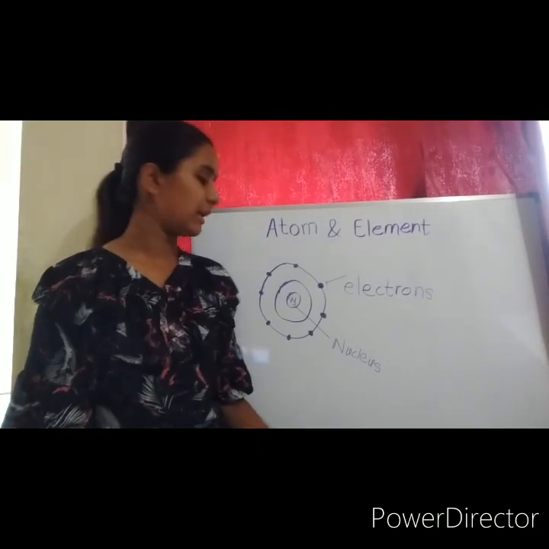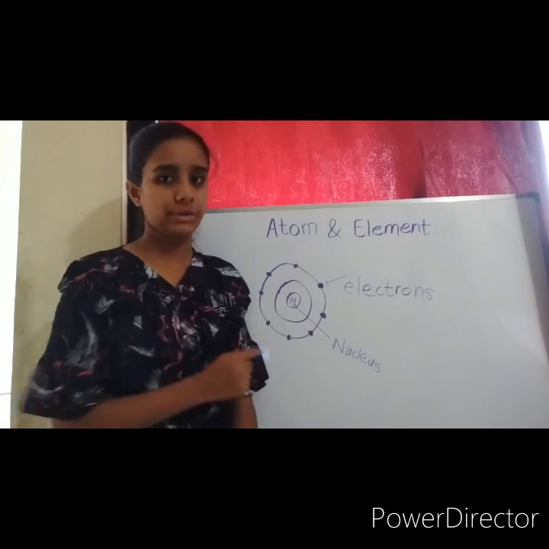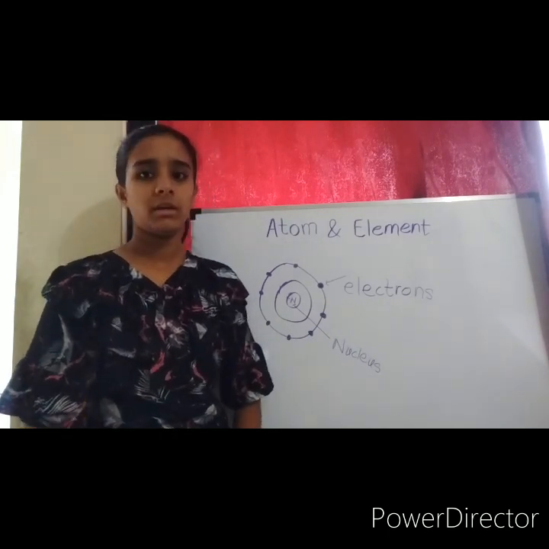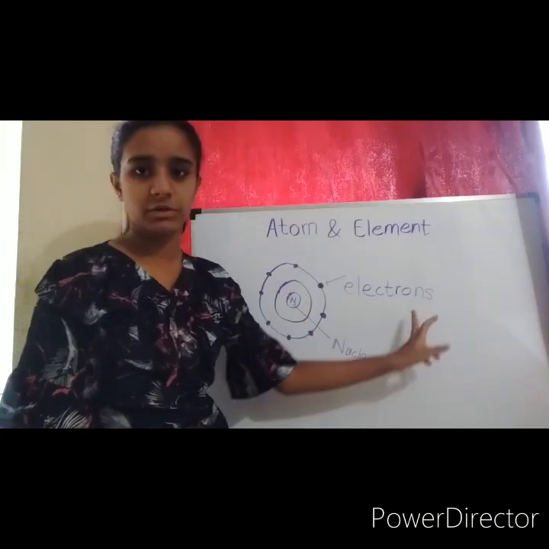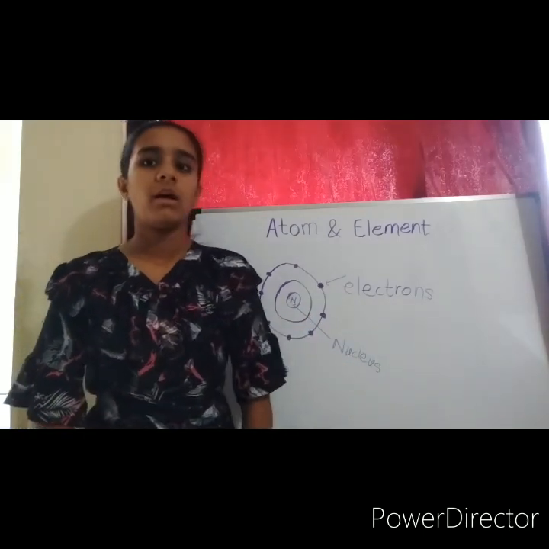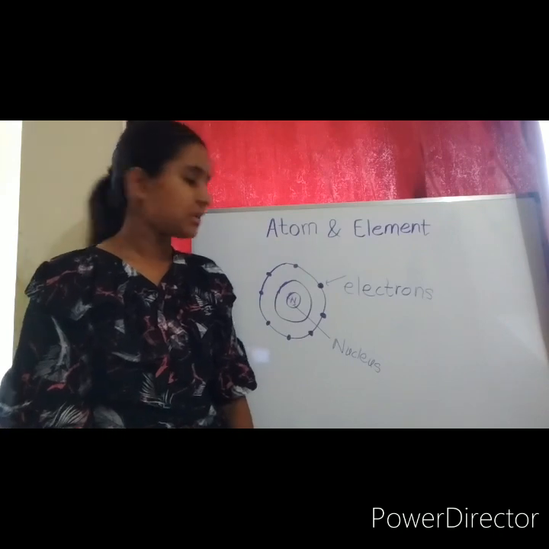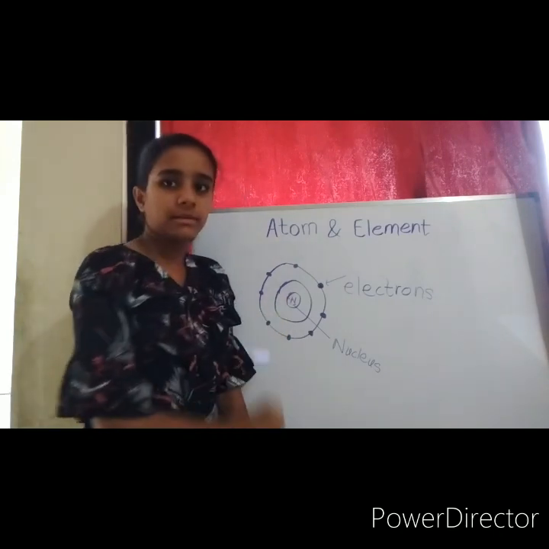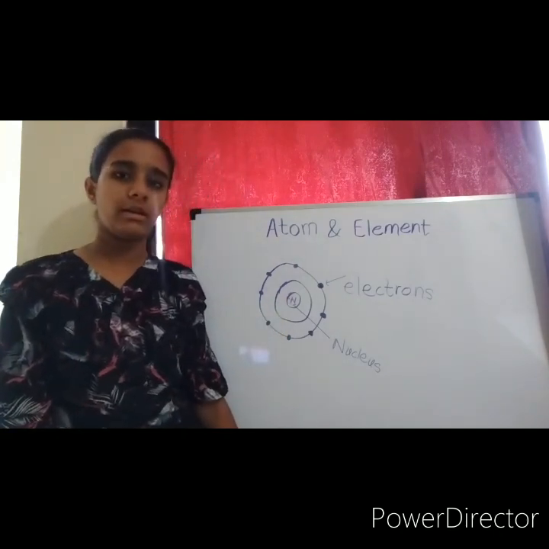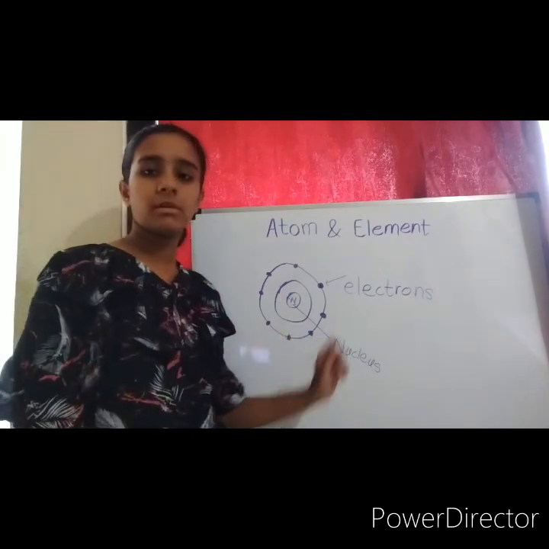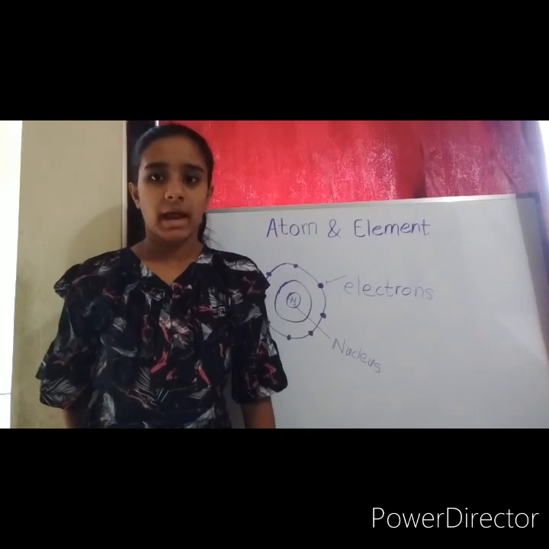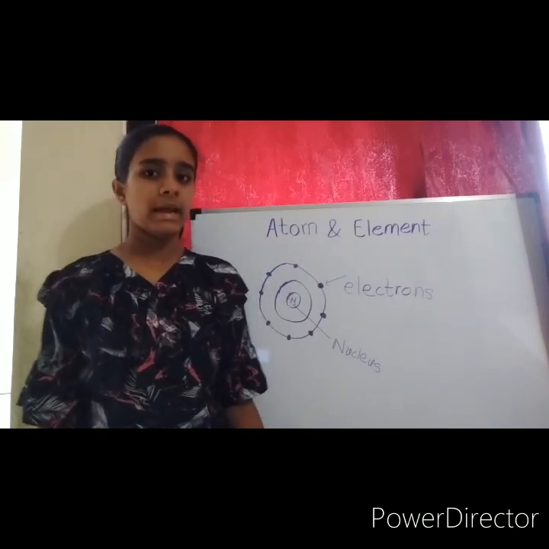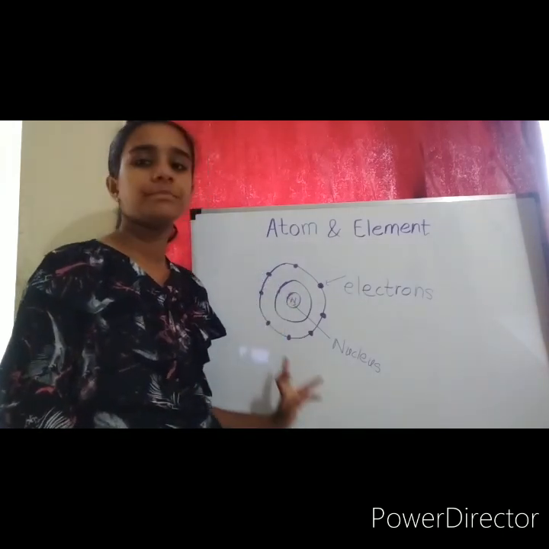Protons and neutrons are present in the nucleus, so they are called nucleons. The atomic number is the number of protons or the number of electrons, because they are equal. Atomic mass is fully concentrated at the nucleus of the atom. Atomic mass is the number of protons plus the number of neutrons. The size of an atom is determined by the radius of the atom.